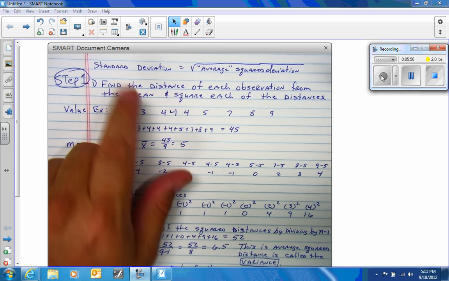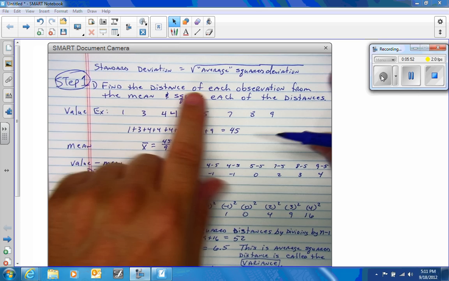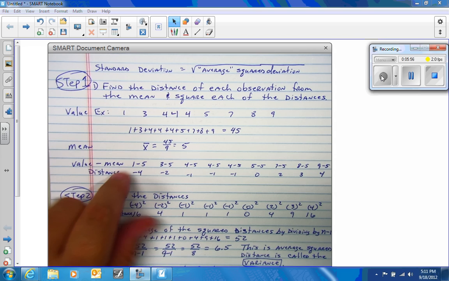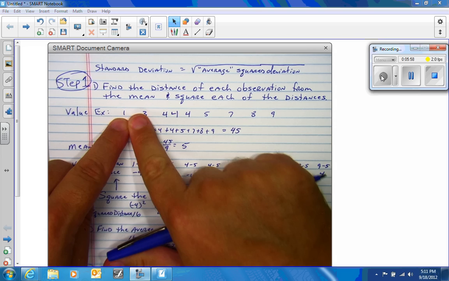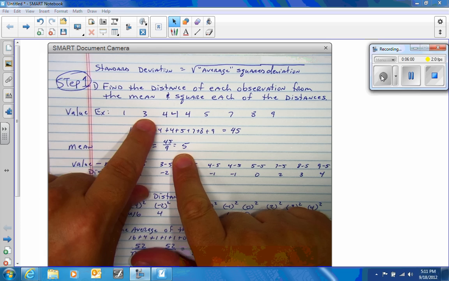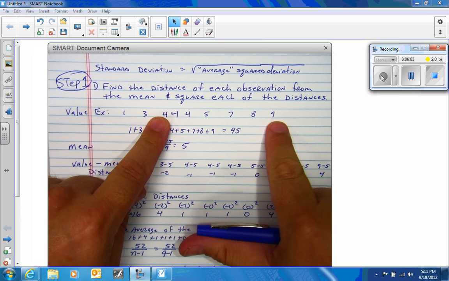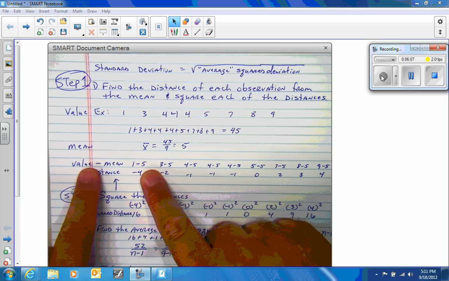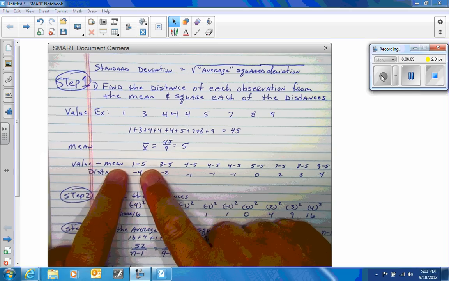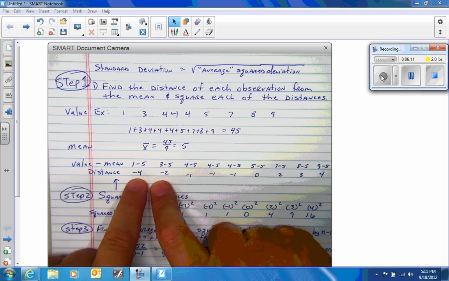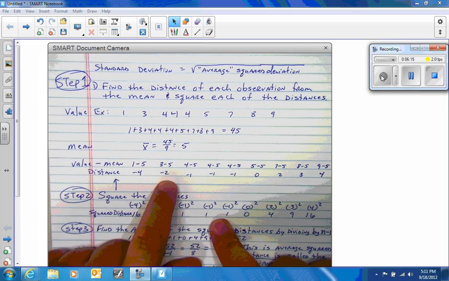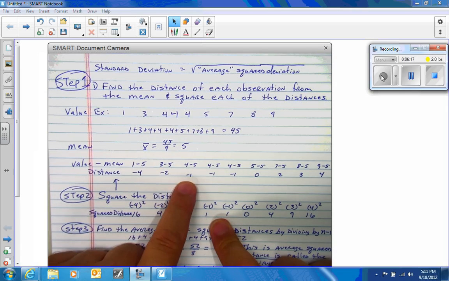So our mean, our average, our x bar, is 5. We want to find the distance of each observation from the mean. In other words, I want to know how far 1 is from 5, how far 3 is from 5, 4 from 5, and so on all the way up to 9. So this is what I do. We subtract the average, x bar. 1 minus 5 has a distance of negative 4. 3 minus 5 has a distance of negative 2. 4 minus 5 has a distance of negative 1. So on and so forth.